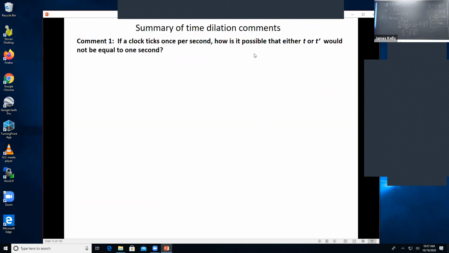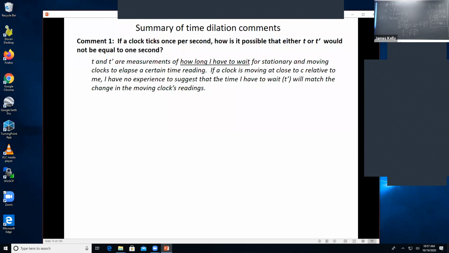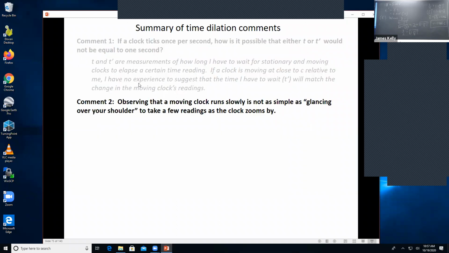Okay, so we've made 2 comments so far. There's 2 to go, and we're not going to get to them today. Just to summarize what they were, comment 1 says, if a clock ticks once per second, how is it possible that we could not have either clock tick once per second? And the point is, they're measurements of how long someone has to wait for a clock to tick a certain amount of time. Of course, if it's at rest with respect to you, it behaves in the normal way. But we have no experience with clocks moving by us at large speeds. So t prime, if t is 1 second, there's no guarantee that t prime is going to be 1 second. We just don't have that experience.